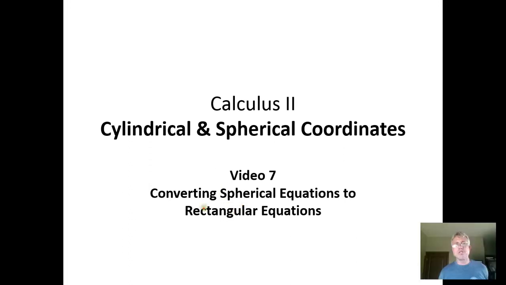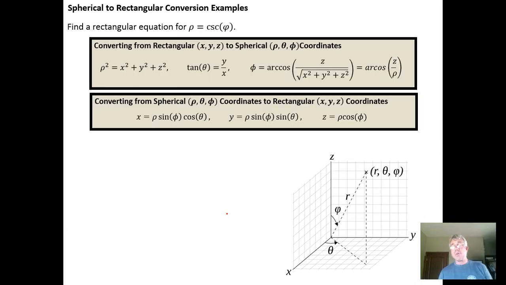So in this video we're going to show an example of converting from spherical to rectangular equations. And in the example what we're going to see is that the standard list of conversion relationships that we established aren't quite going to be enough to get us where we need to go. And it's going to make sense to look at and think about the geometry of a spherical coordinate system.